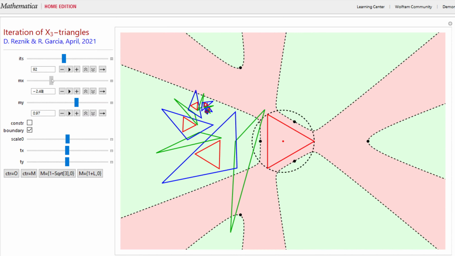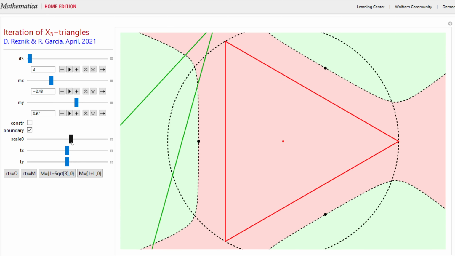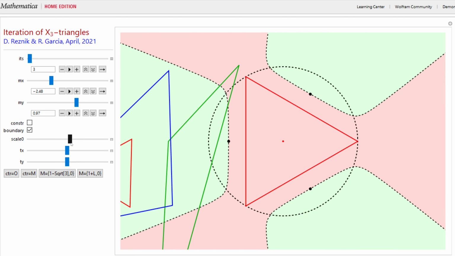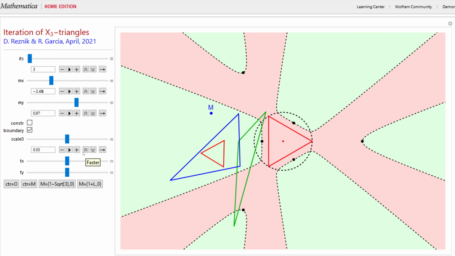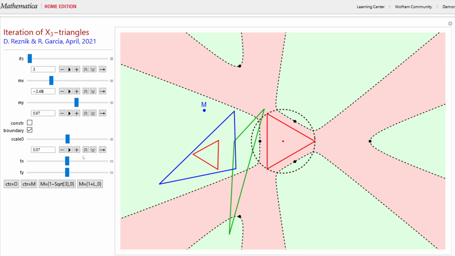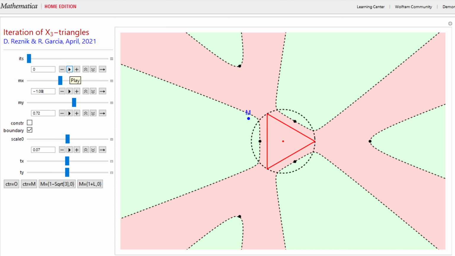What happens if M lies on the circumcircle of the original triangle? So let's scale this up and let's investigate this. I'm going to nudge M, wherever M is, if I can see it. M is over there. Let's nudge M. I'm in the converging area here, in the green area. I want to nudge M so that it's closer to the circumcircle. Okay, so let's nudge M over there. And now let's look at what happens in that very first iterate.